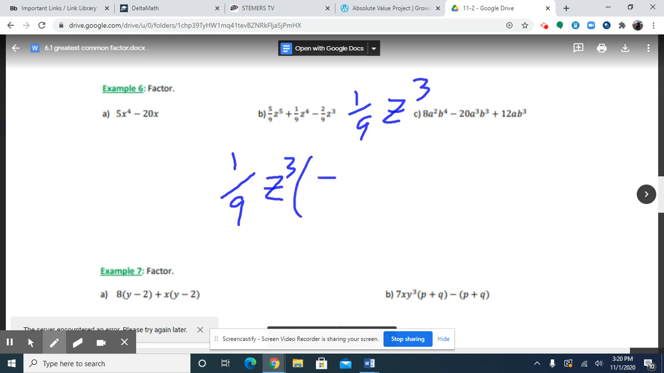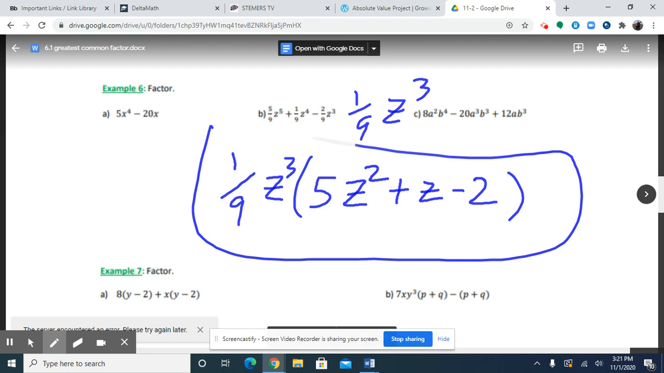we are left with a 5z squared. And we're left with, well, 1/9, so we only have 1 there, so we're just going to leave it as a z to the 1 power. And then we're left with -2 because we took out z to the third and we took out that 9. So that would be our factored version.